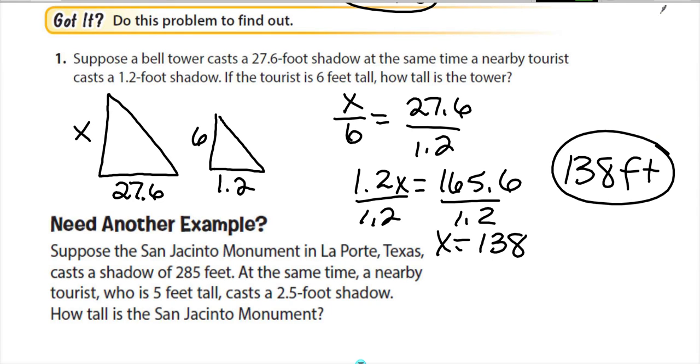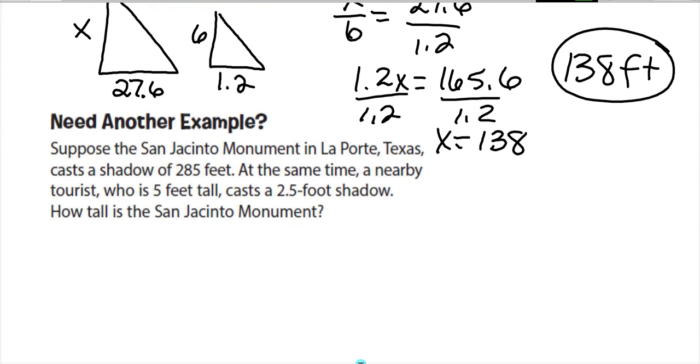All right, let's try another example. It says, suppose the San Jacinto Monument in La Porte, Texas, casts a shadow of 285 feet. At the same time, a nearby tourist who is 5 feet tall casts a 2.5 foot shadow. How tall is the San Jacinto Monument? All right, so again, let's draw some triangles here. I'll try to make that one a little bit straighter this time. There we go. So at least kind of looks close to what it's supposed to.